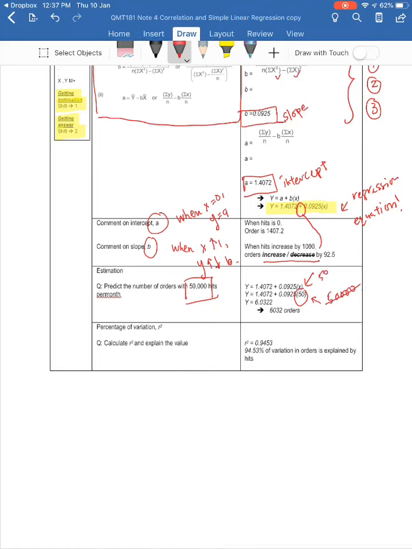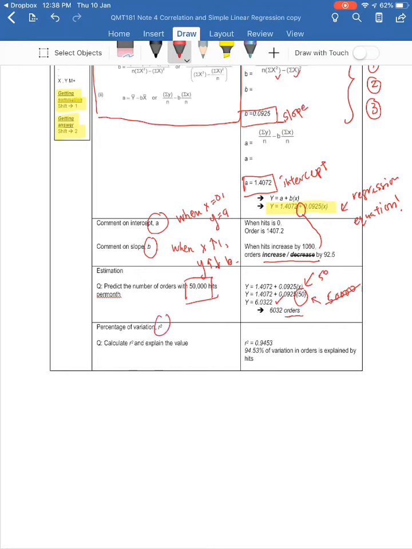Okay, so untuk siapa yang jawab macam ni kan, 6.0 ini betul tapi tak ada unit. Okay, kalau you letak order, letak unit dia, maknanya you kena masukkan dia dalam bentuk ribu. So jadi 6032 order.